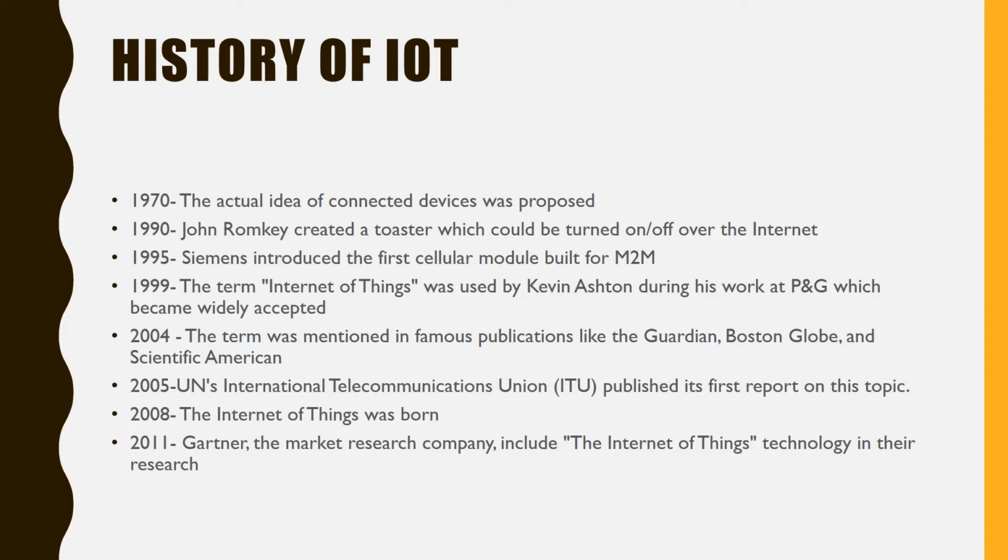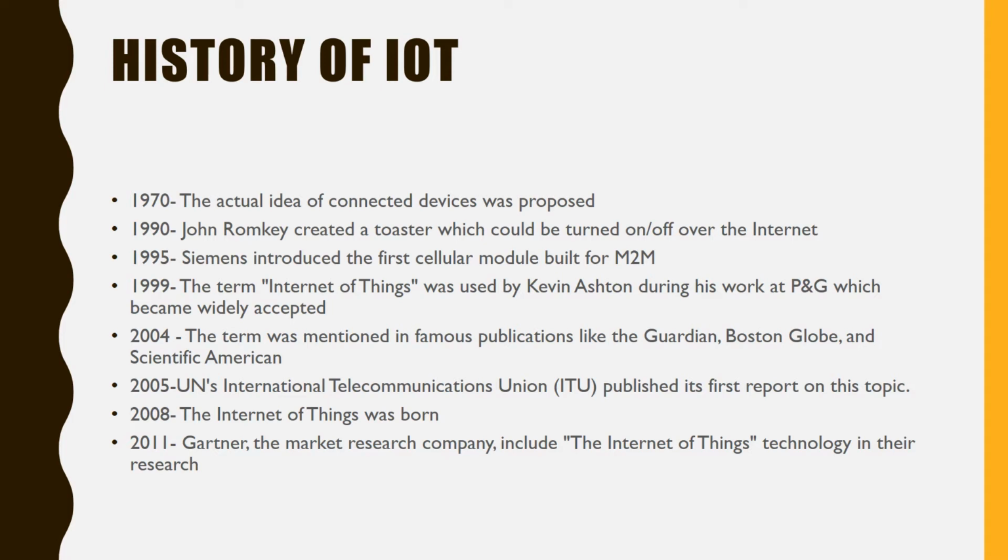In 1995, Siemens, a multinational company, introduced the first cellular module built for M2M. That means the Siemens company developed the interface or the network which could communicate with the help of internet technology to a particular device. The term Internet of Things was used by Kevin Ashton during his work at P&G, which became widely accepted.